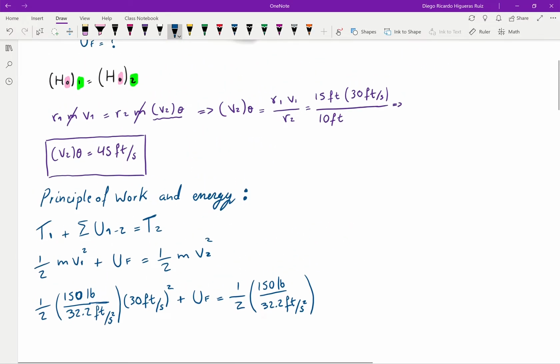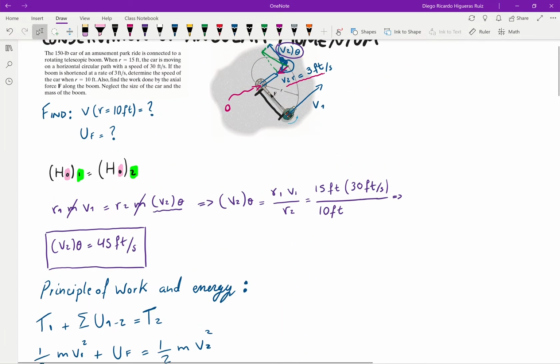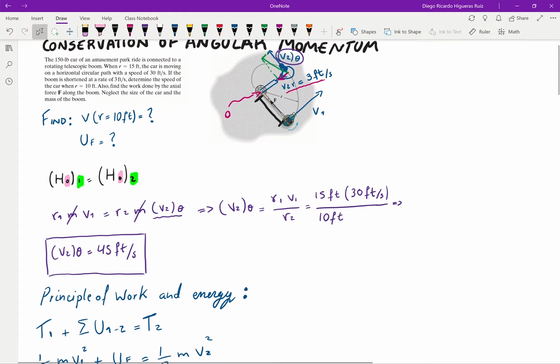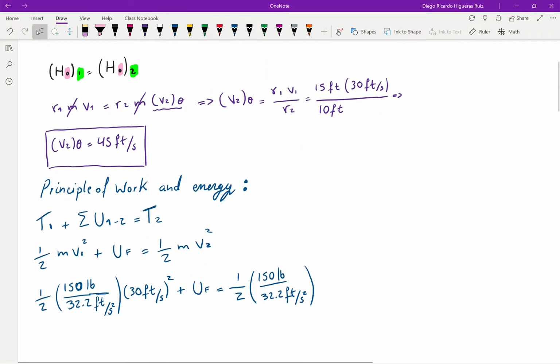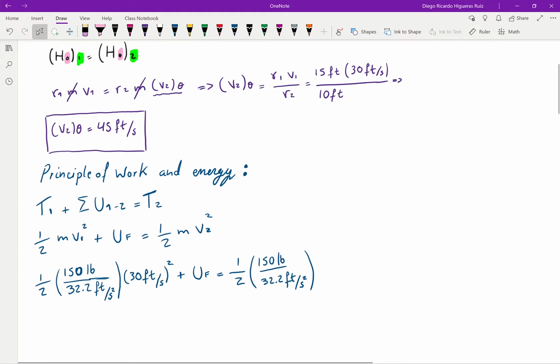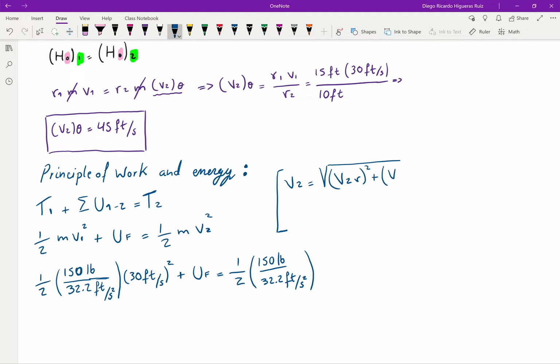A lot of people will go ahead and write the V2 theta, the one that is tangential. But that's not the only component that is creating kinetic energy at state 2. V2, and I'm gonna make a parenthesis right here, V2 is gonna be equal to the square root of V2R squared plus V2 theta squared. And that's the velocity that we need to use to calculate that kinetic energy.